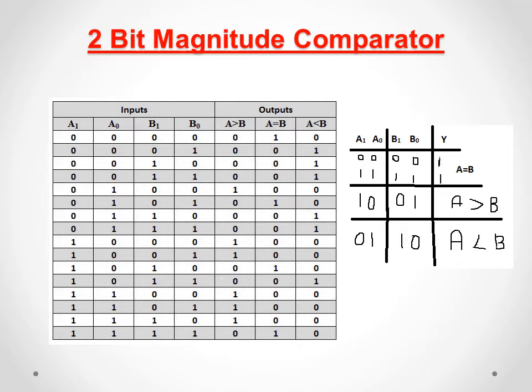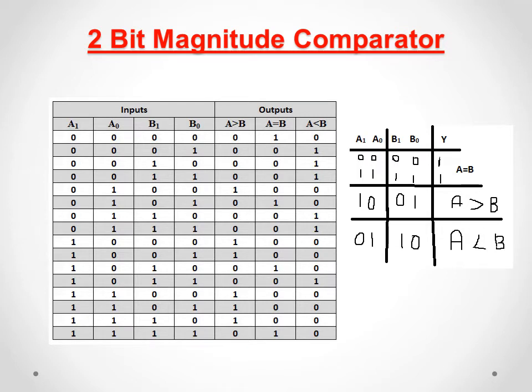Now the outputs are A greater than B, A equal to B and A less than B. Let's see how we define the outputs. When A1 A0 is 00 and B1 B0 is 00, A is equal to B. Similarly for 11 and 11, A is equal to B. Now A1 A0 is 10 and B1 B0 is 01. In binary 10 is greater than 01, so in this condition A is greater than B.